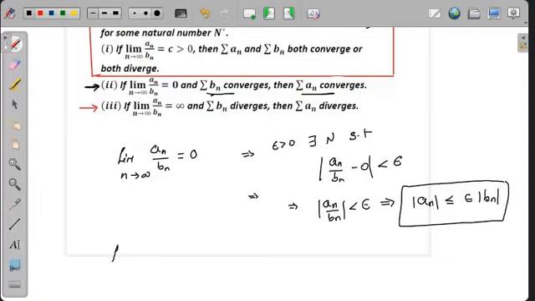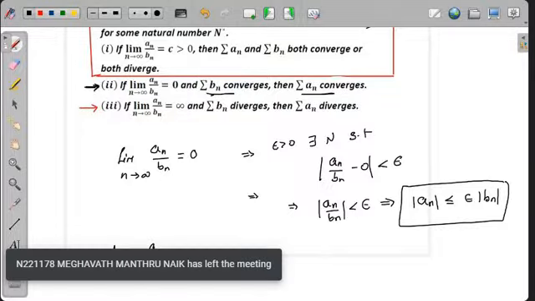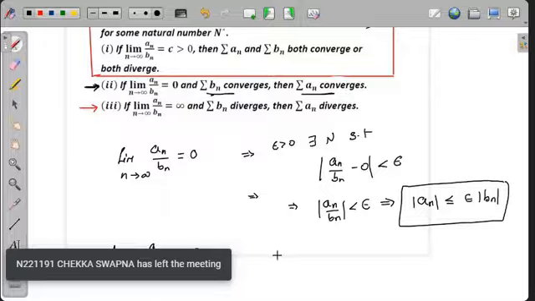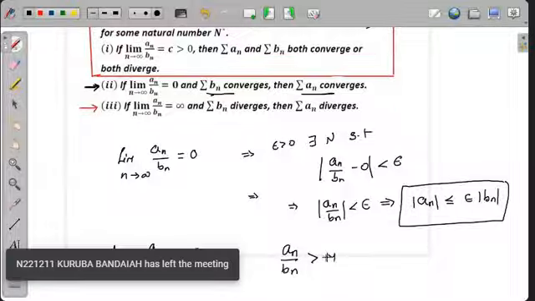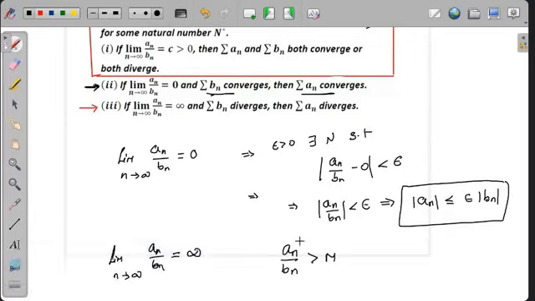So if the limit n goes to infinity of an over bn is infinite, it means what? You can say that an over bn is becoming larger and larger and larger. So whatever M value you take, this an over bn can become larger than the taken value. So now I can see it like this: an is greater than M times bn.